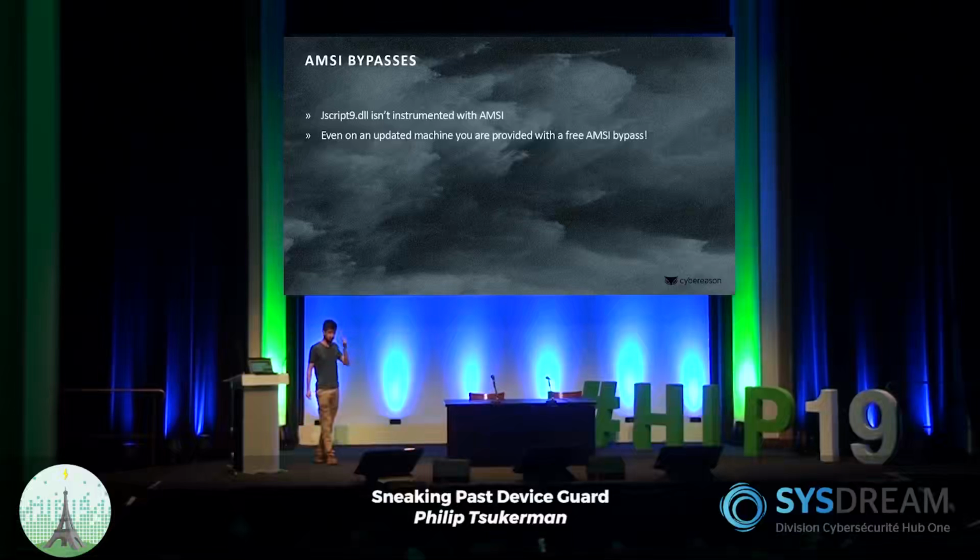And also, some of those are actually AMSI bypasses. For example, JScript 9 isn't instrumented with AMSI, meaning that if you run a script through JScript 9, you will never call any kind of AMSI function. So what I could do is just use the exact same exploit that I used with JScript 9 to bypass Device Guard. And this is still a valid AMSI bypass. And again, it's a single command line.